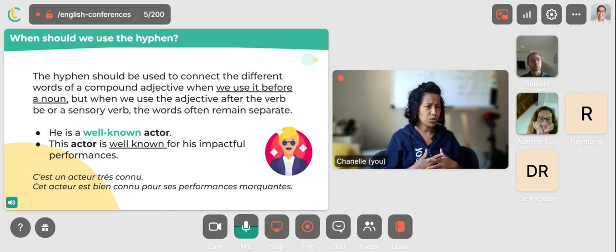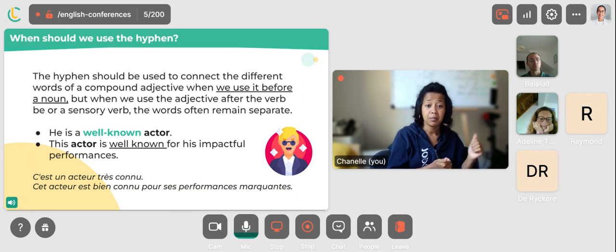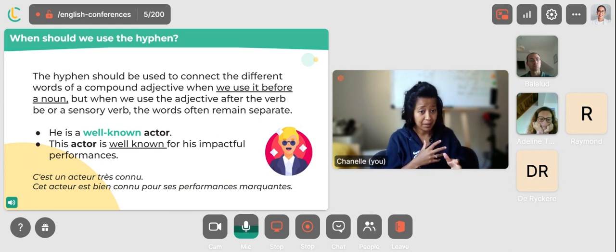So why should we use the hyphen? The hyphen should be used to connect the different words of a compound adjective when we use it before a noun. But when we use the adjective after the verb be or a sensory verb, the words often remain separate. So let's look at some examples.